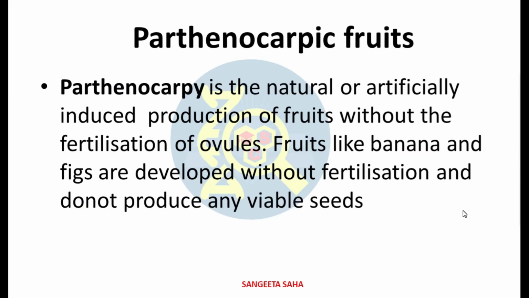Now, in parthenocarpic fruit, the plants have fruits, and these fruits are formed without fertilization. If fertilization is not there, embryo formation is not there, so seed formation will not take place. So basically these fruits are seedless. Now there are naturally occurring parthenocarpic fruits. The most common is banana. Now the question is, if the seeds are not formed, how are these bananas reproducing? Now these plants actually depend on vegetative propagation, that is with the help of underground stem.